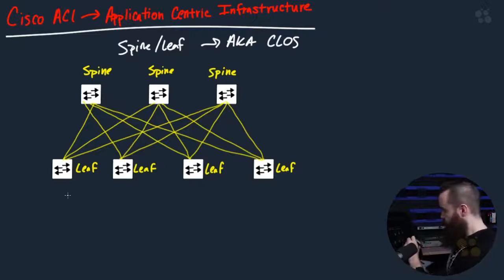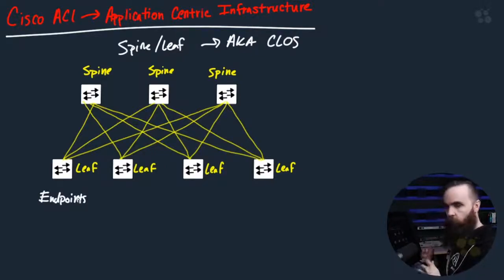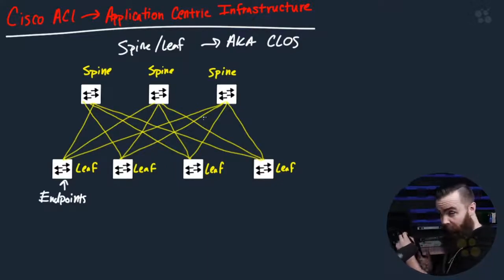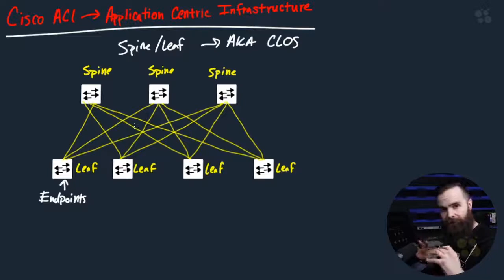Notice a couple things here. First, our endpoints, which can be VMs, servers, containers, whatever's connecting to the network, they only connect to leaves. They will never ever connect to a spine. Also notice that each leaf is connected to every spine, and that every spine is connected to each leaf. The reason for that design is to keep the topology simple, and everything is only 3 hops away.